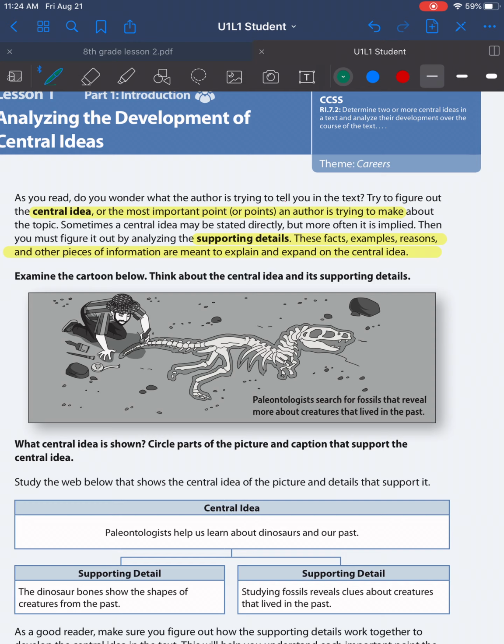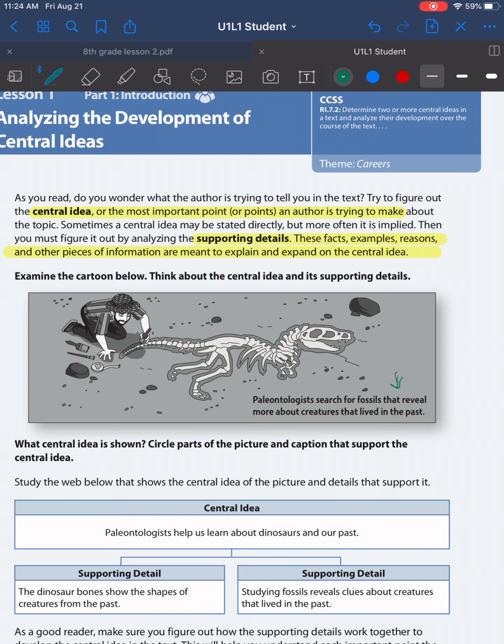Examine the cartoon below. Think about the central idea and its supporting details. Okay, so let's look at the picture. What do we got going on here? We got a dude. He is brushing away dirt from a dinosaur fossil. He's got lots of tools. He looks like he's being very gentle.